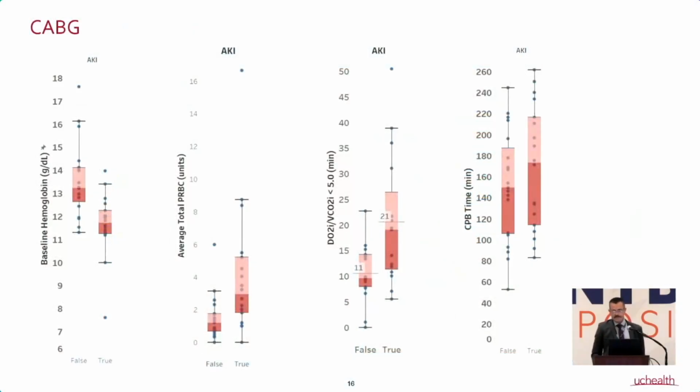And indeed, you can see in this graph in CABG patients, not only did the patients who had AKI have lower pre-bypass or pre-operative hemoglobin value, they received more transfusion, and they spent almost twice as much time with a DO2 VCO2 ratio less than 5. So the average was 21 minutes in patients who experienced AKI, and they also had longer bypass time as well. As you can see, we're not a very fast institution.